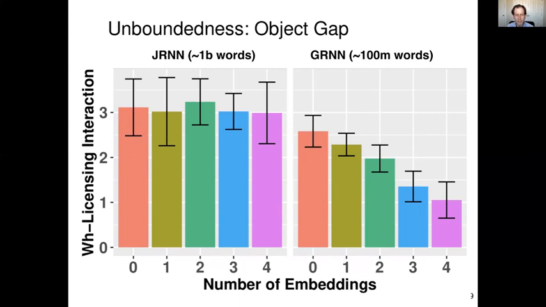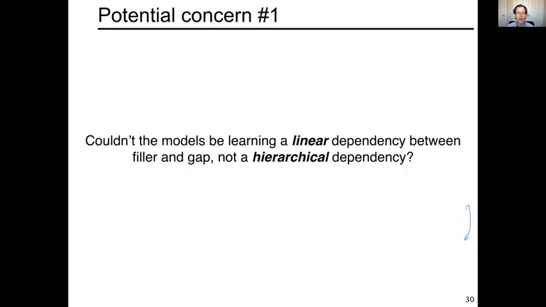So for example, in the Jozefowicz et al. model, which is the giant LSTM that we saw and looked at last time, increasing the number of embeddings doesn't change anything. For the Gulordava model, increasing the number of embeddings shrinks the WH interaction effect, but there's still an effect even at four levels of clausal embedding. So that's very successful. So that's the unboundedness.